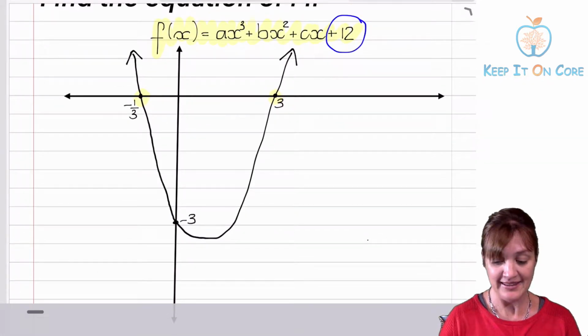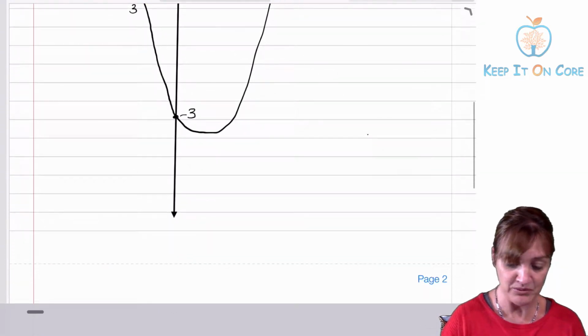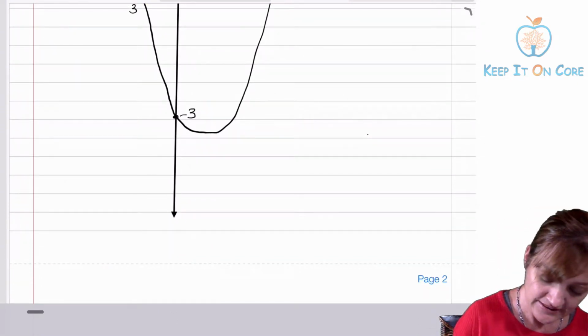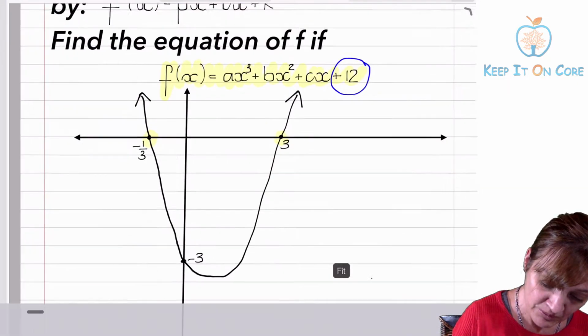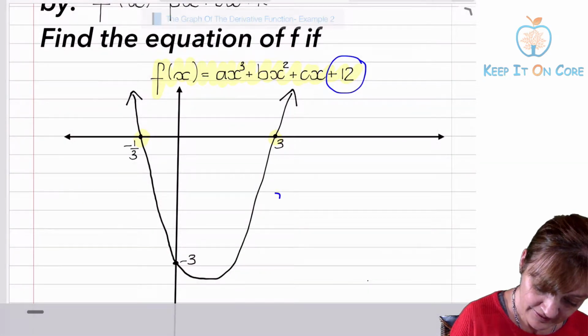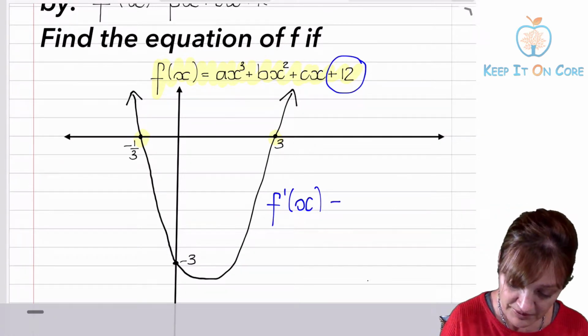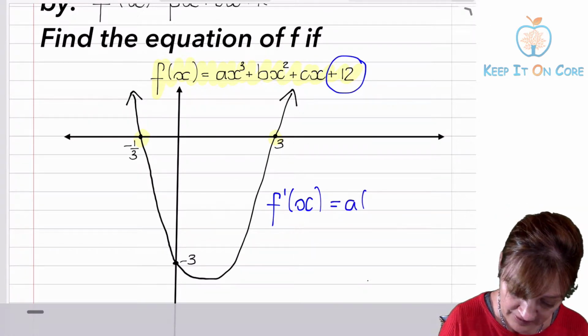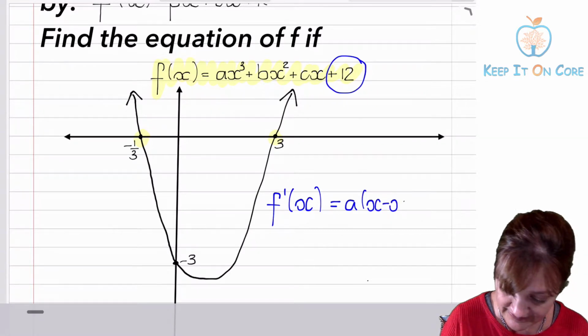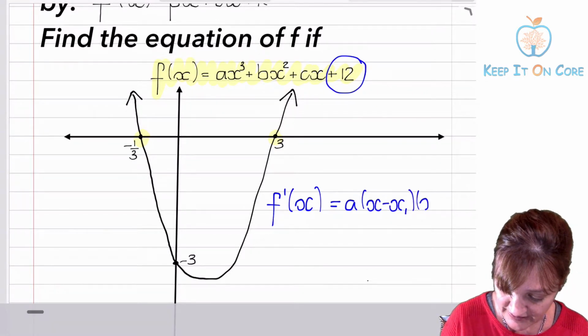We have to get that yellow f of x equation, but let's just work on the side here, by getting the derivative function. That's what I need to find, the derivative function's equation. And it's a parabola, and because it's a parabola where I've got two x-intercepts, this is my starting point.